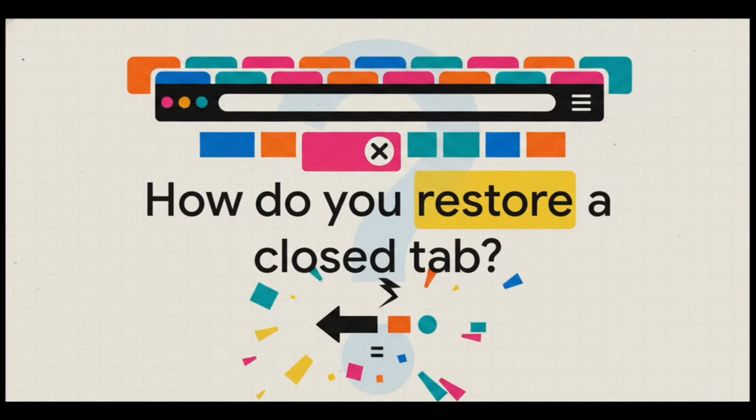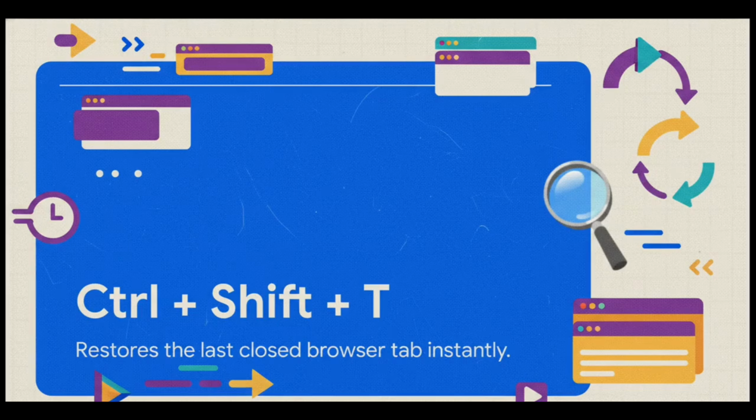Let's put this study guide to the test with a quick pop quiz. Imagine this. You're in a massive study session. You've got 15 tabs open, and oops, you accidentally close your most important research tab. How do you get it back instantly without reaching for the mouse? Boom! Control+Shift+T. It restores the last closed browser tab instantly. And actually, fun little trick, you can press this multiple times to bring back a whole sequence of closed tabs. It completely saves you from having to dig through your browser history.